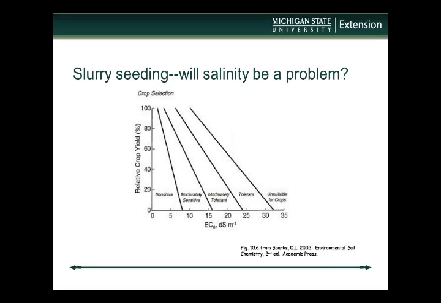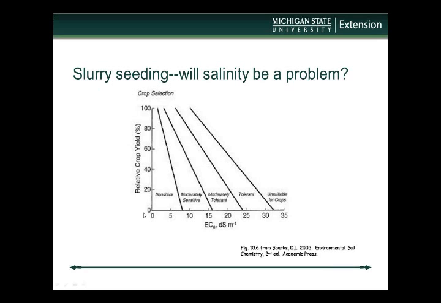Now, when I first started looking at this, I began developing this slurry seeding concept back in probably 2001 or 2002, and one of the first questions we began to have as we thought about actually mixing seed and manure slurries directly is, is salinity going to be an issue? And I'm in Michigan, so we don't have the salinity issues that they do west of the Mississippi, for instance, but still, we're looking at the seed micro environment. Certainly, we didn't want to create problems.